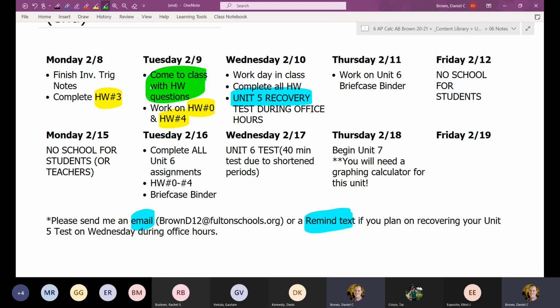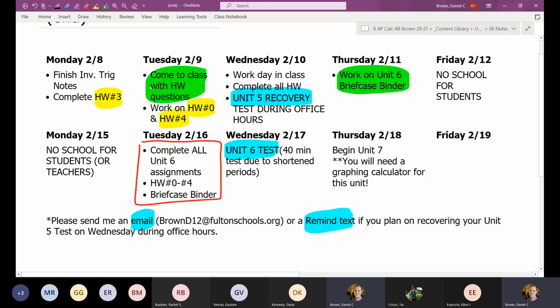Thursday in class, just a review day, mainly working on your briefcase binder or finishing up your homework. Yay for long weekends. Friday, no school. Monday, no school. Tuesday is just going to be a review day. Let's get stuff done. Let's make sure we are completely confident with what we have to do. And then testing on Wednesday.